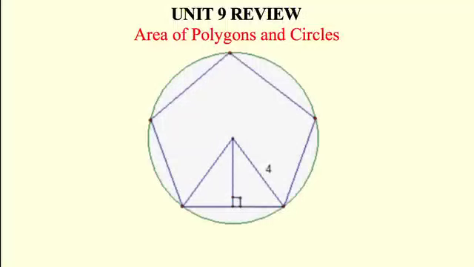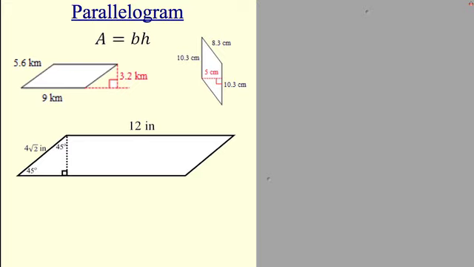Alright, here we go, the Chapter 9 review. Congrats. Let's take a look at area of polygons and circles. Again, this is a quick review of everything, so I'm going to go fast. If you need a more in-depth explanation, please go back to the section, watch the video, make sure you got it. But I'm going to go quickly through these to make sure we have the general idea.